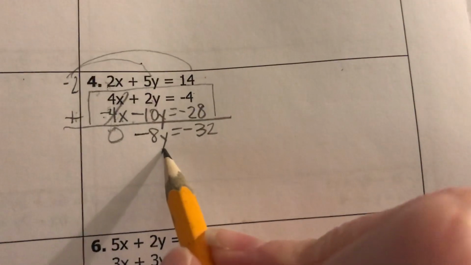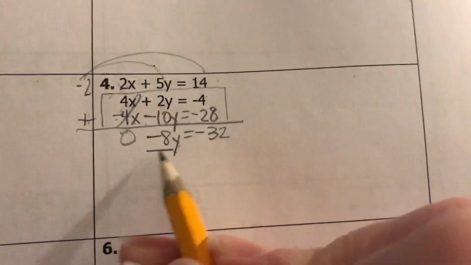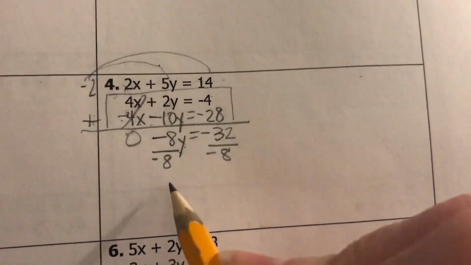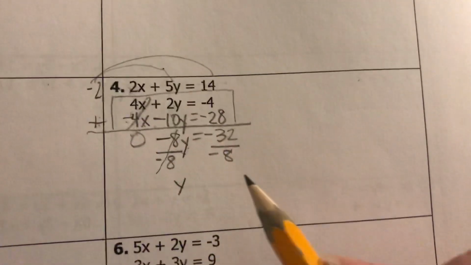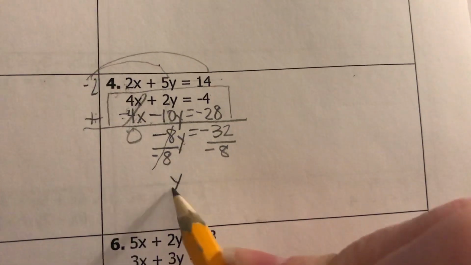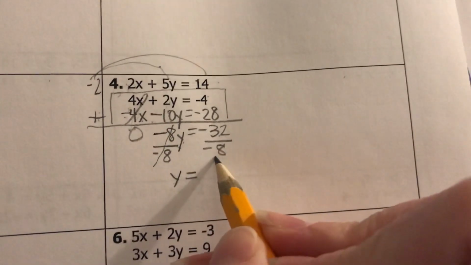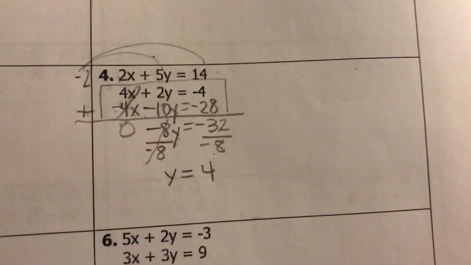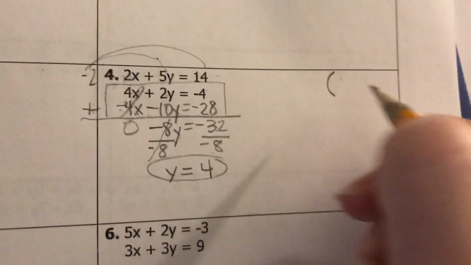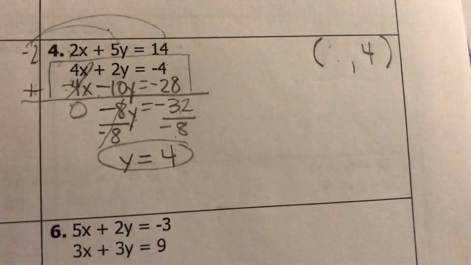Now I need to get y by itself. Because x is eliminated, I can solve for y very easily, and that's just by dividing by negative 8. That cancels because negative 8 divided by negative 8 is 1. 1 times y is just y. Negative 32 divided by negative 8 is going to be positive 4. Now I have my y. My y is 4. What is my x?